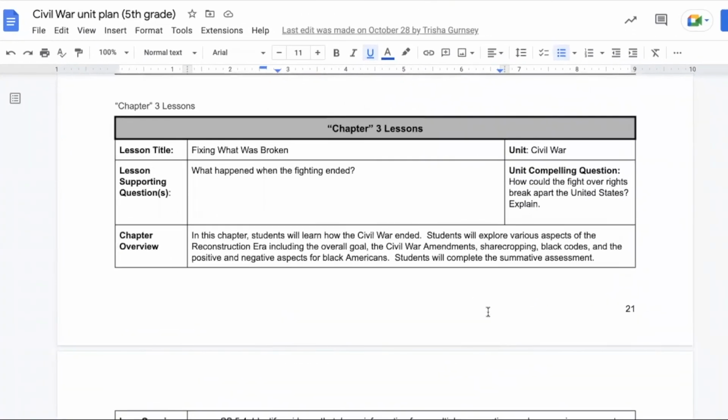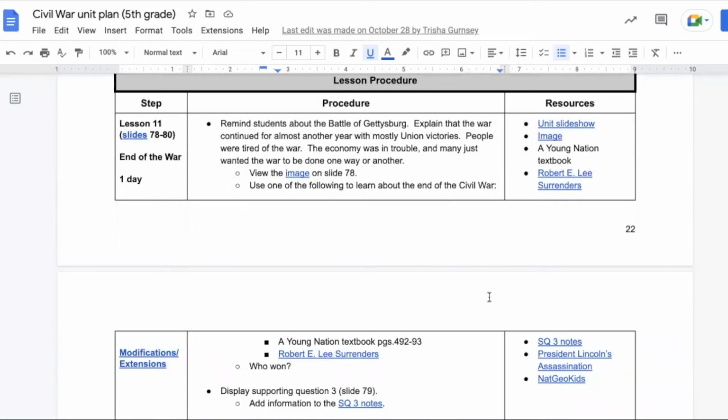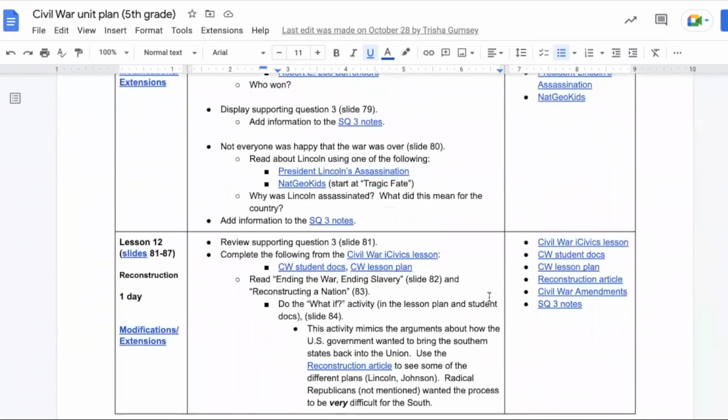Chapter 3 is called Fixing What Was Broken and goes along with supporting question 3, what happened when the fighting ended? In Lesson 11, we talk about the end of the war. So we do a quick reminder on Gettysburg and explain that there was about one more year of fighting with mostly Union victories. Then we learn a bit about Robert E. Lee's surrender. Then you can spend a little bit of time on President Lincoln's assassination, why it happened, and what it meant for the country.